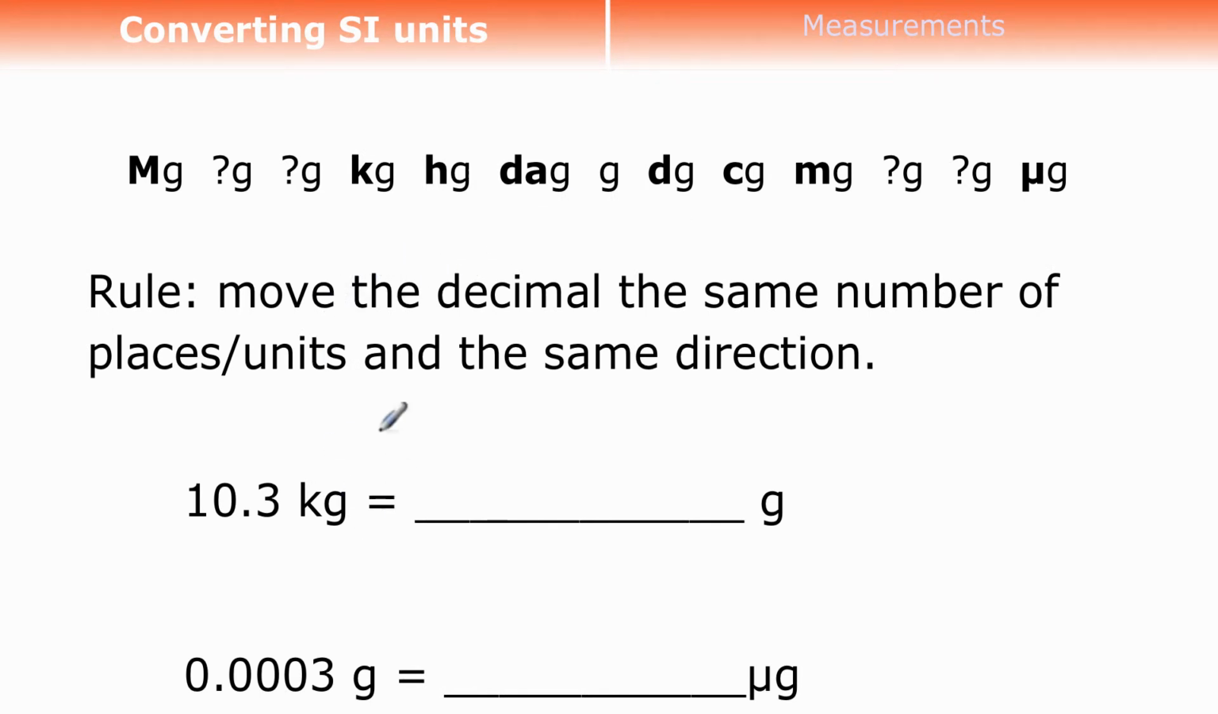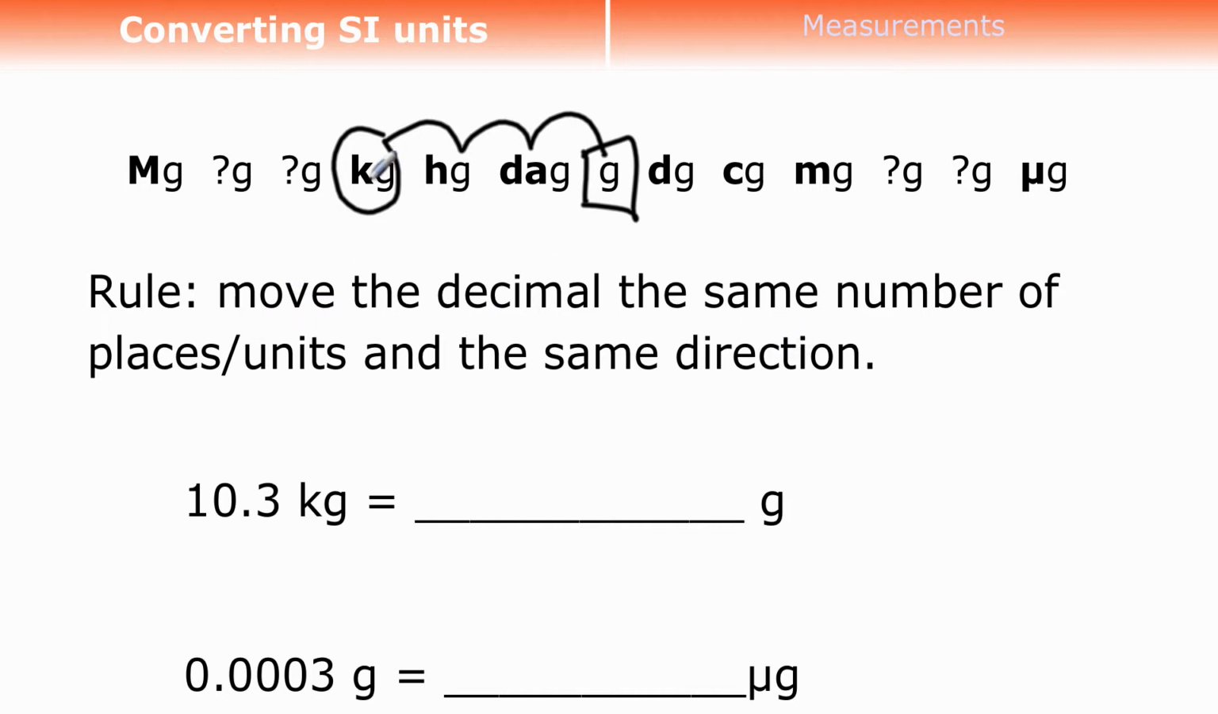So if I want to convert 10.3 kilograms to a certain number of grams, so kilograms is right here, and I want to go down to grams, which is right there. Here's just some simple instructions. And it says move the decimal the same number of places or units and the same direction.